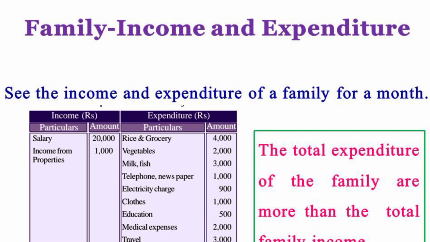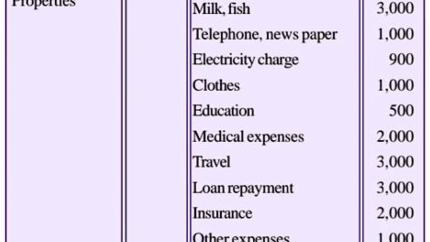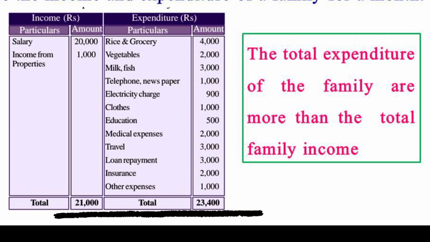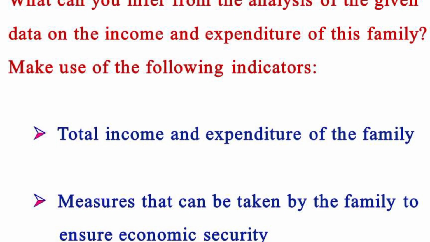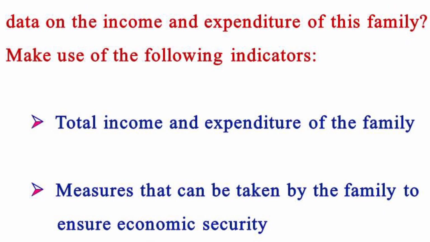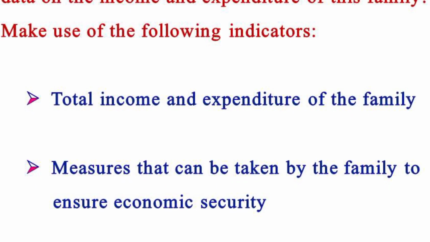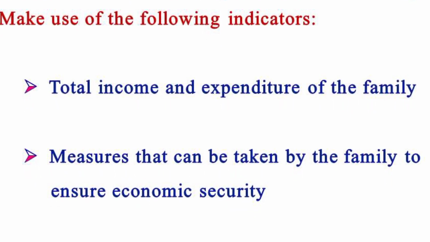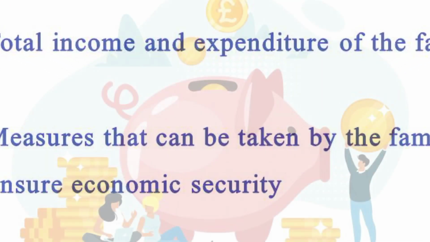Family income and expenditure. See the income and expenditure of a family for a month. The total expenditure of the family are more than the total family income. What can you infer from the analysis of the given data on the income and expenditure of this family? Make use of the following indicators. Total income and expenditure of the family. Measures that can be taken by the family to ensure economic security.